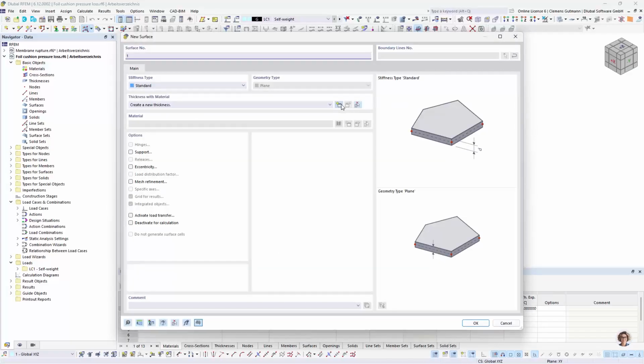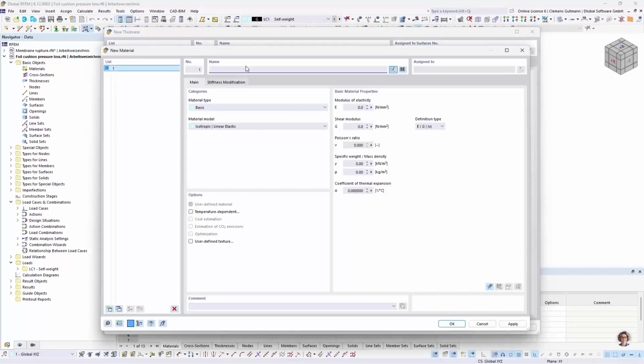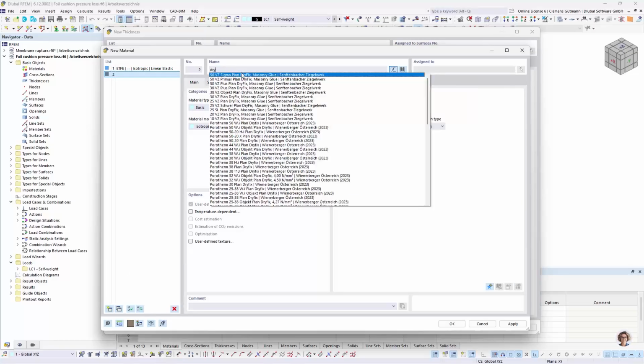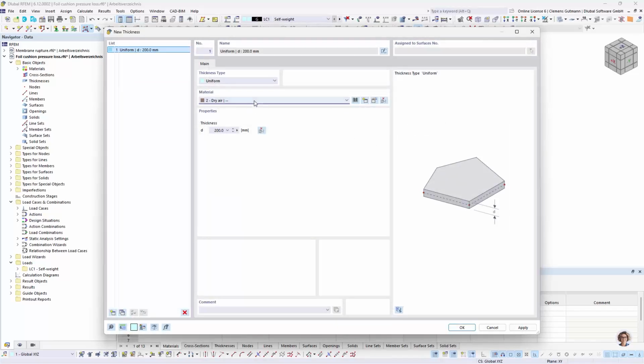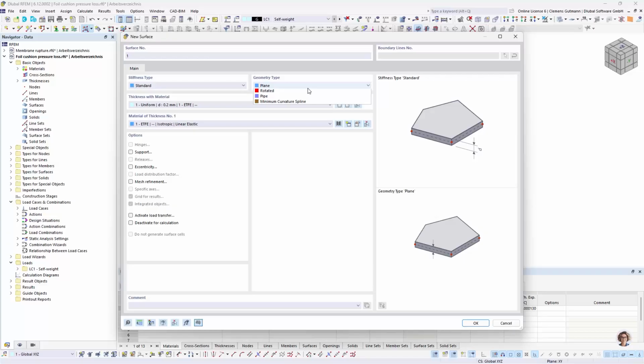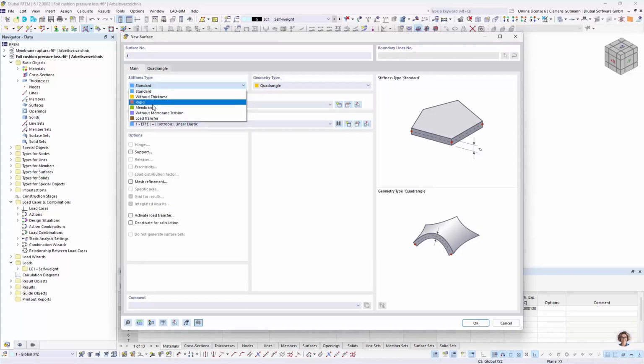So let's get a simple geometry first. I'm going to use an ETFE foil, and I'm also creating dry air for the gas later. Okay. And the ETFE foil is going to have a thickness of 0.2 millimeters. And it will be a quadrangle surface.